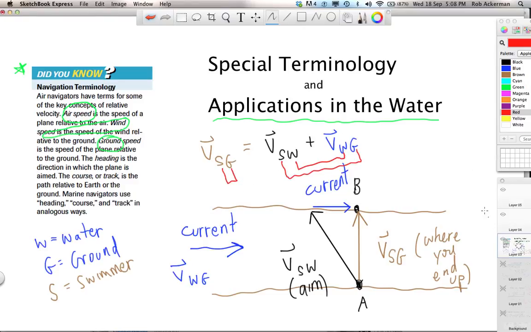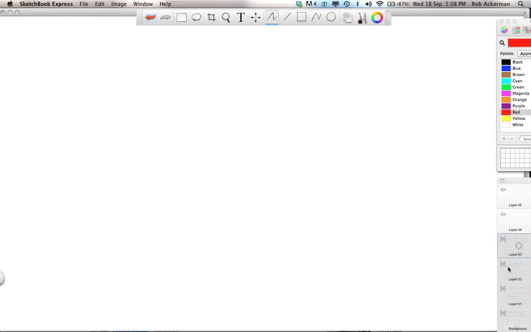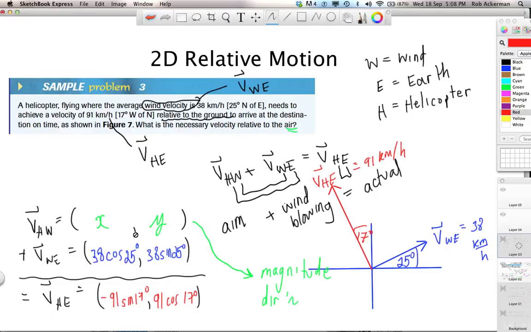We use vector components in 2 dimensions to solve this problem, just like we did here. We plug in the 2 known vectors, and we solve for the components of the unknown, and then we find the magnitude and direction.